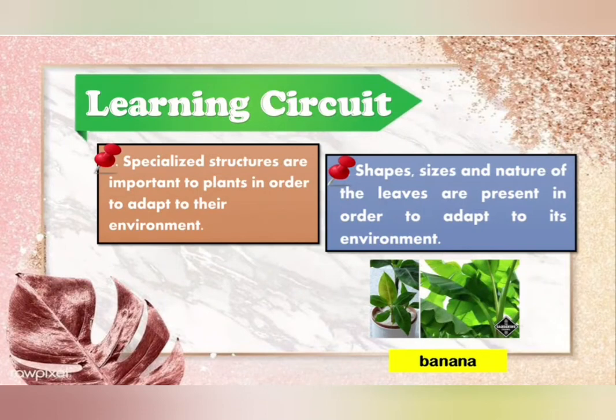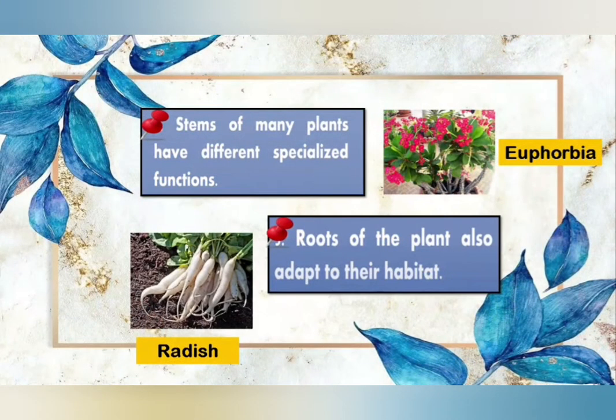Specialized structures are important to plants in order to adapt to the environment. Shapes, sizes, and nature of the leaves are present in order to adapt to its environment. Like, for example, the leaves of a banana. So, it has a big shape. Stems of many plants have different specialized structures, like the euphorbia. Roots of the plant also adapt to their habitat. Example, radish.